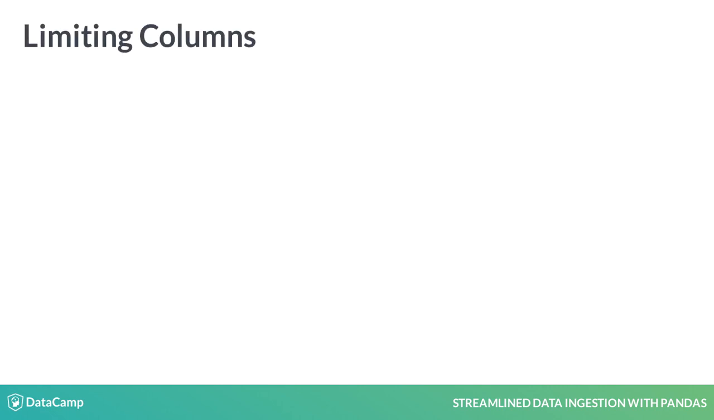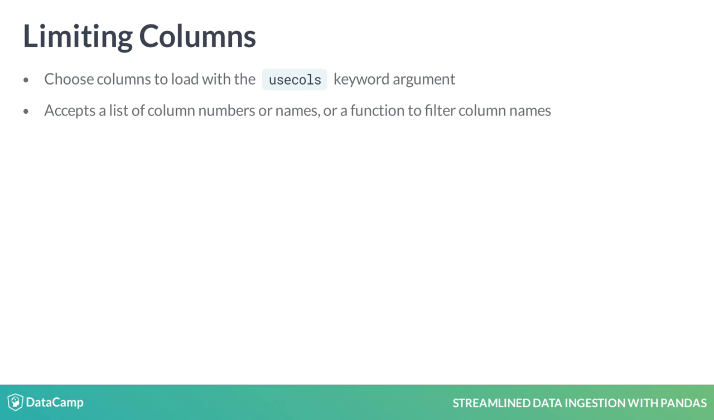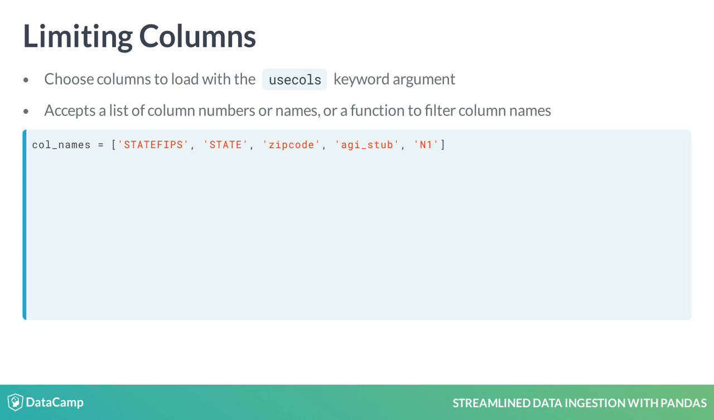The first way is to choose columns to load with the usecols keyword argument. Usecols can take a list of either all column names or all column numbers to import. It can even accept a function to select columns, so that you can, say, import all columns starting with the letter N. But this is a more advanced technique. To focus on the number of tax returns by income band and zip code, we can set up a list of either the relevant column names or their numbers.